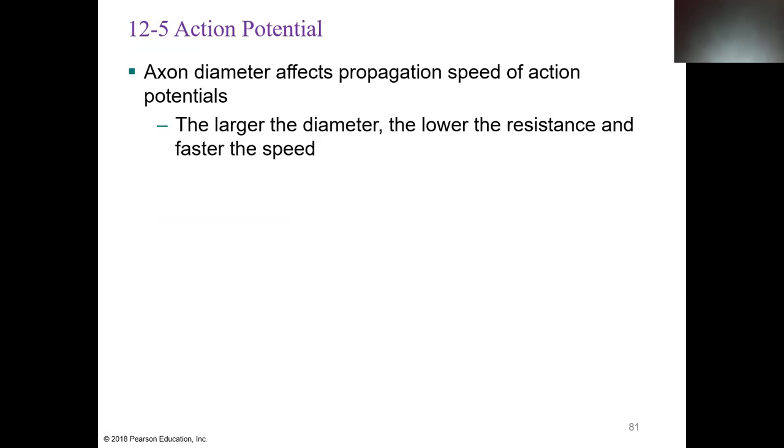Okay. The other thing that can affect propagation is the axon diameter. The larger diameter you have, the faster the speed will be, because there will be less resistance met whenever that information is trying to move down the axon. So large diameter, fast speed.